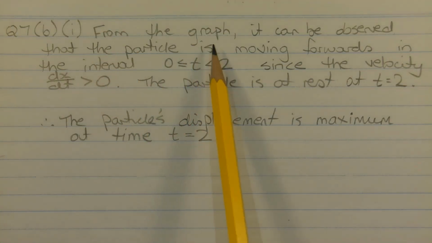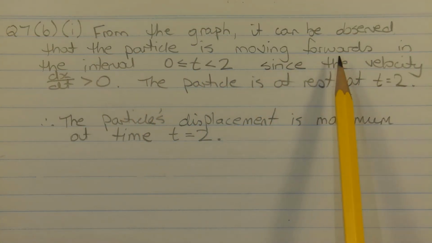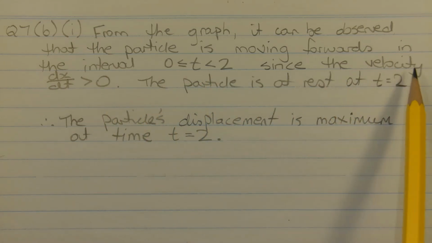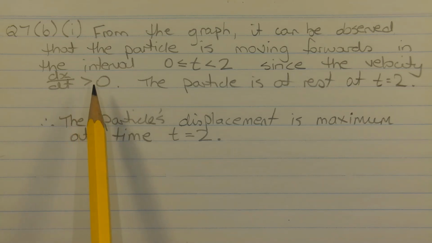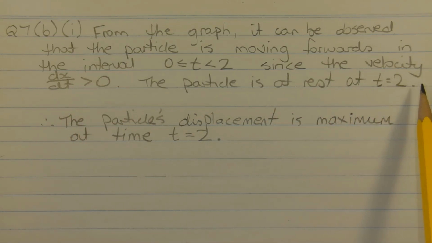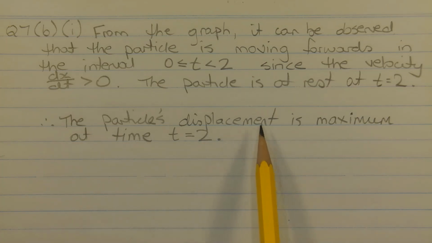So from the graph, it can be observed that the particle is moving forwards in the interval t greater than or equal to 0 and less than 2, since the velocity dx/dt is greater than 0, or positive. The particle is at rest at time t equals 2. Therefore, the particle's displacement is maximum at time t equals 2.